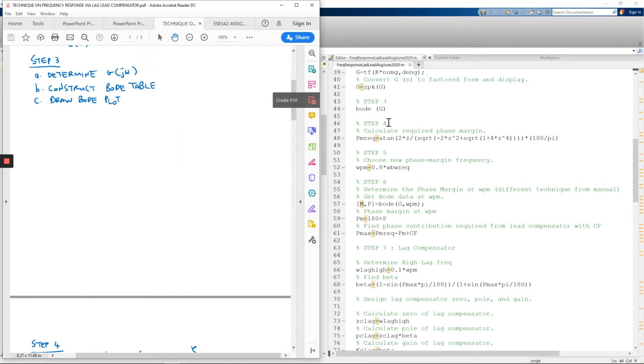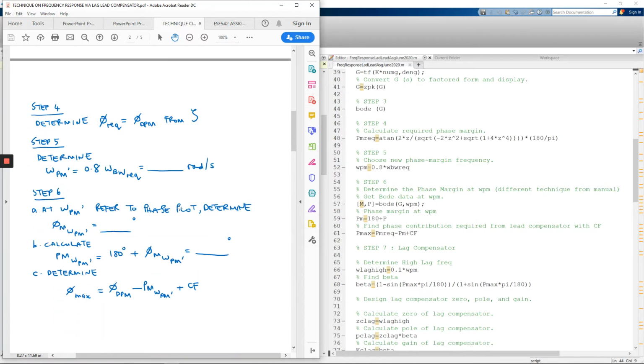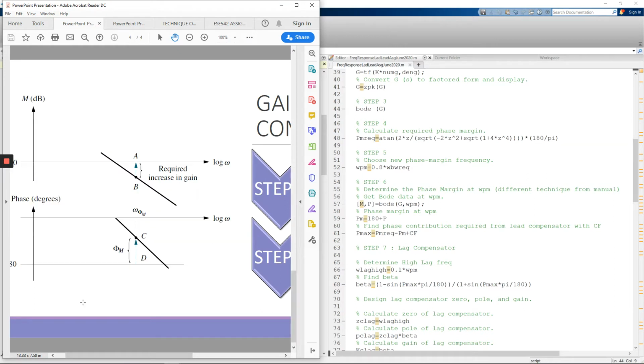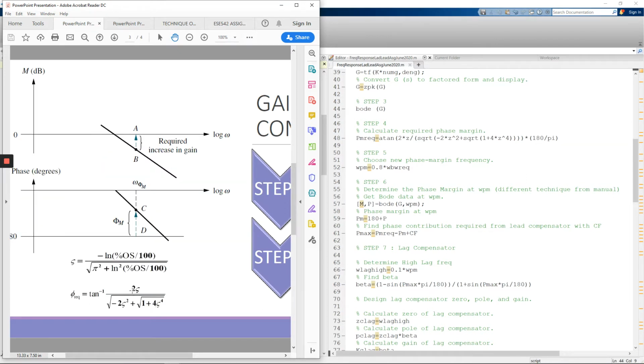Okay, and then the next step is step 4. We determine the required phase, which is the desired phase margin from the damping ratio. This is equal to this formula, arctangent of zeta divided by the square root of this function. So we need to write the actual formula in the Matlab coding. Arctangent uses the code atan. The rest is equal to this.